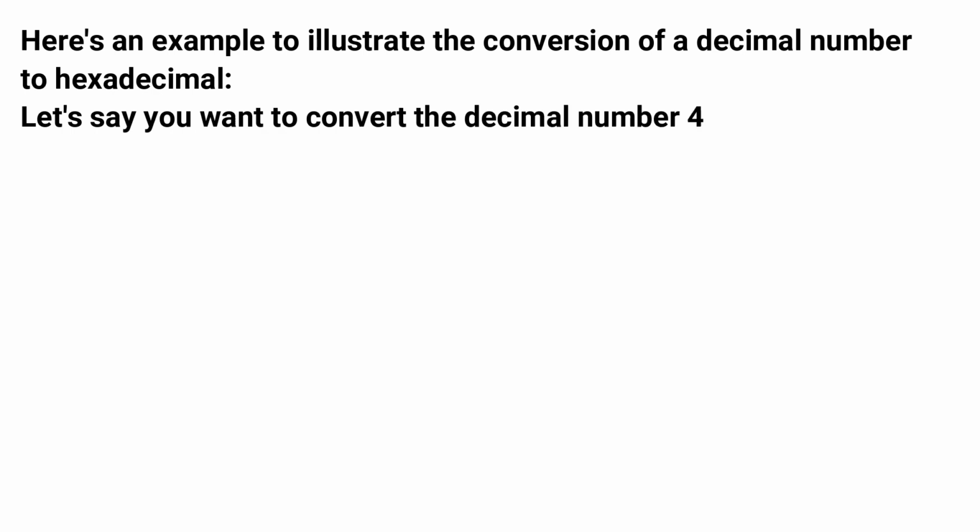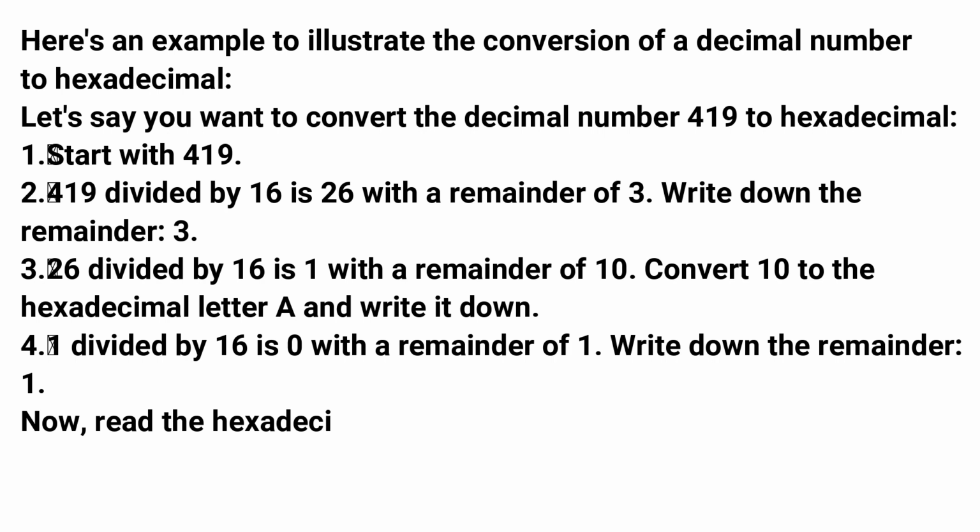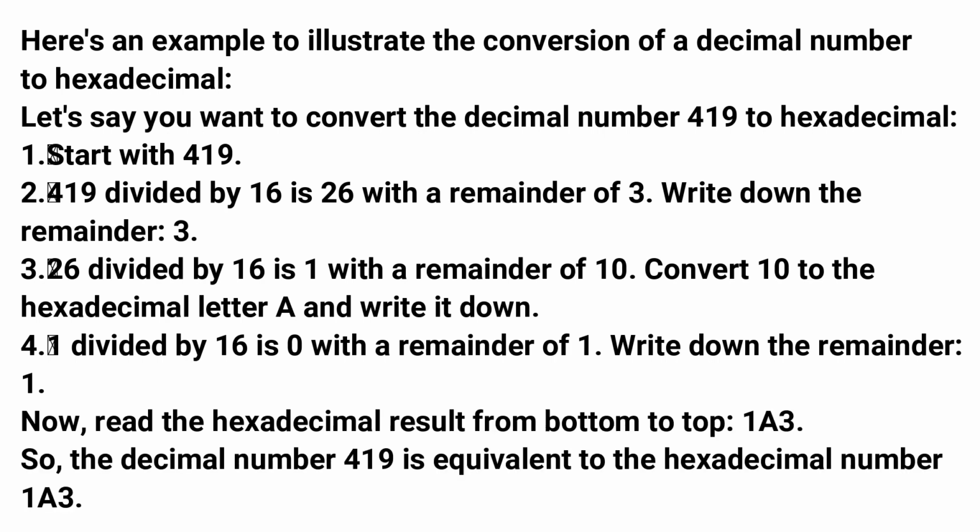Here's an example to illustrate the conversion of a decimal number to hexadecimal. Let's say you want to convert the decimal number 419 to hexadecimal. 1. Start with 419. 2. 419 divided by 16 is 26 with a remainder of 3. Write down the remainder, 3. 3. 26 divided by 16 is 1 with a remainder of 10. Convert 10 to the hexadecimal letter A and write it down.